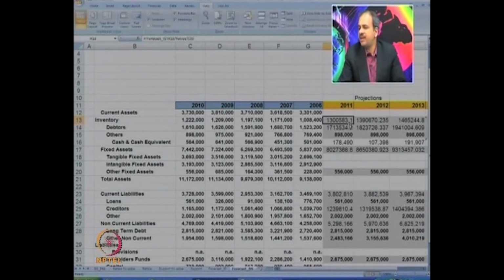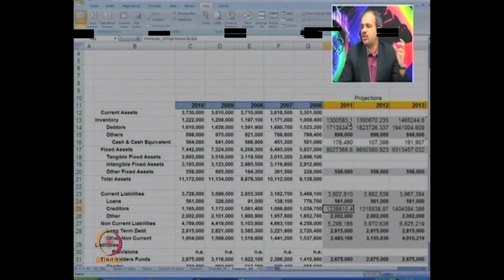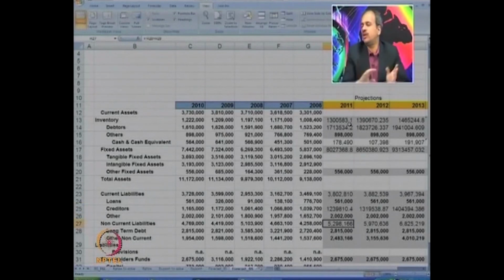So, we have estimated inventory and debtors; others have been assumed to remain constant, because other fixed assets need not be linked to turnover. Cash is taken as a balancing figure. For fixed assets, again we have looked at the fixed asset turnover ratio and fixed assets have been estimated. Other fixed assets are assumed to remain constant. The next is current liabilities. Loans are estimated to remain constant, whereas current items like creditors are assumed to link to the turnover.